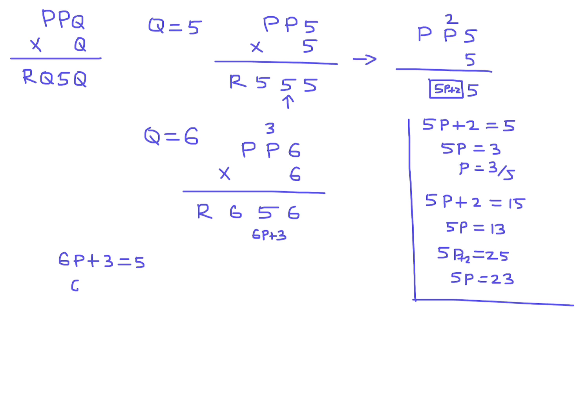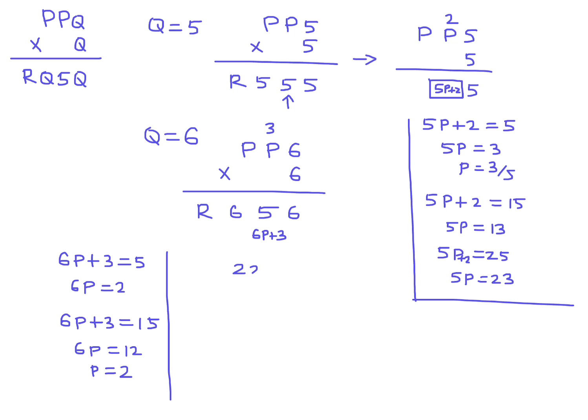So this one gives me 6P is equal to 2. Well, that doesn't give me any integer solutions. No problem. How about 6P plus 3 is equal to 15? Remember, it can end in 5. This gives me 6P is equal to 12. So that means P is equal to 2. Okay, let's see if P equals 2 works.